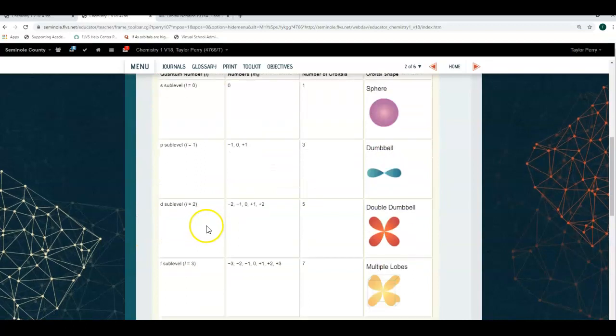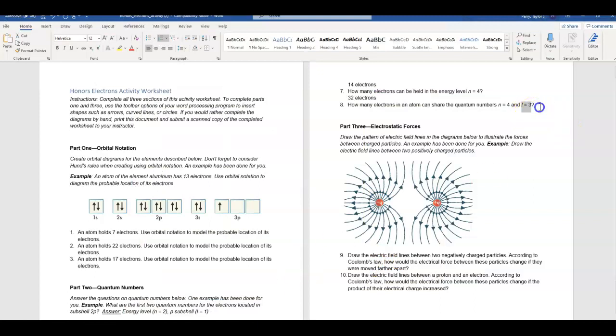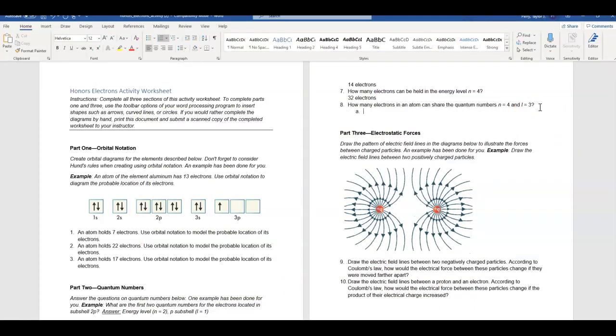Okay, so L equals 3. Oh, we already answered that, right? We know that in this sublevel, you can hold up to 14 electrons. So that's got to be the answer, because you can't hold more than 14. So you can have 14 electrons. Because n equals 4 just means it's a very far out level, and that level can hold up to 32. But of those 32 electrons, 14 of them can be found in L equals 3, the F subshell.